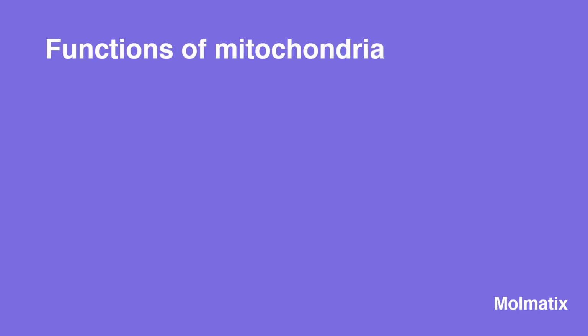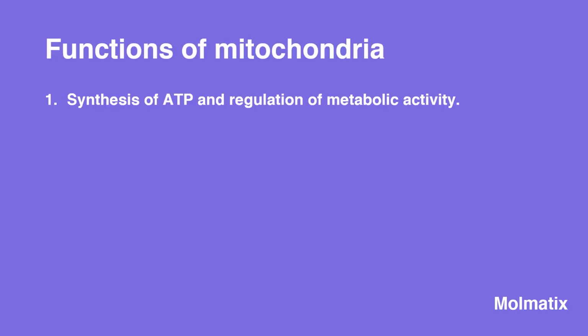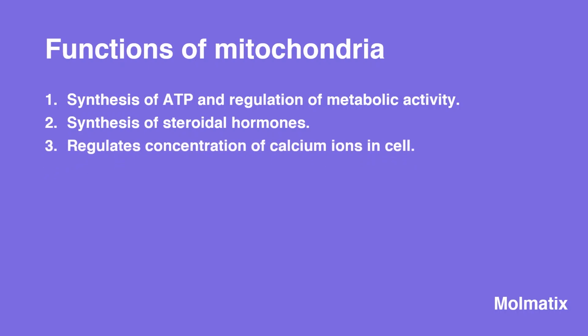Functions of the mitochondria. Number 1. Synthesis of ATP. Then mitochondria also help in the synthesis of several steroidal hormones, for example, estrogen and testosterone. Third, mitochondria regulate the concentration of calcium ions in the cytoplasm of the cell.